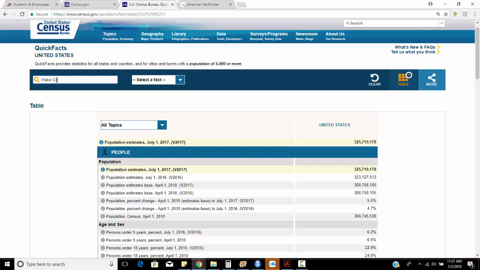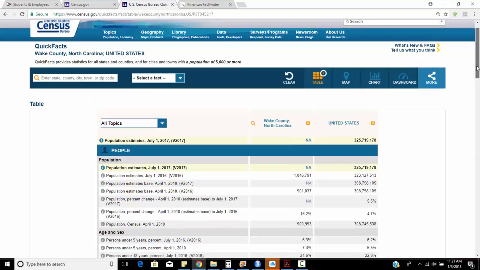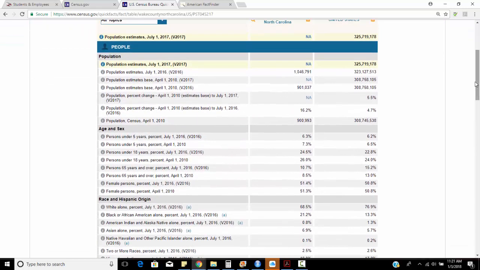I'm going to type in the word Wake County, and you can see Wake County, North Carolina is highlighted, and then I can go down. These questions here, as part of the exam review, ask for total population. You can see it's 1,046,791 as of July 1st, 2016. This review might not be updated or correct, but this is going to be the particular place where we're looking at it. Percentage of people under the age of 5. Persons under 5 years, percent July 1st, 2016, it's 6.3% compared to 6.2% for the entire United States.